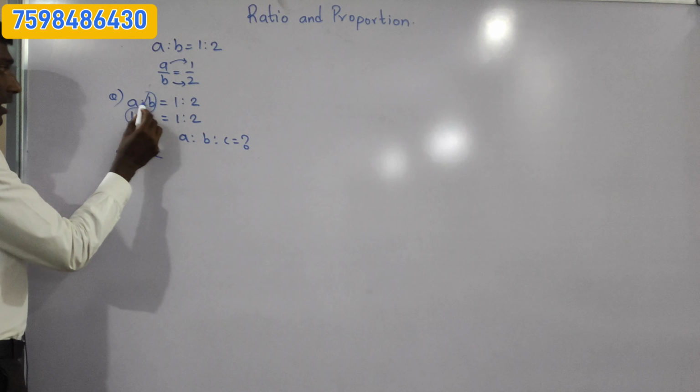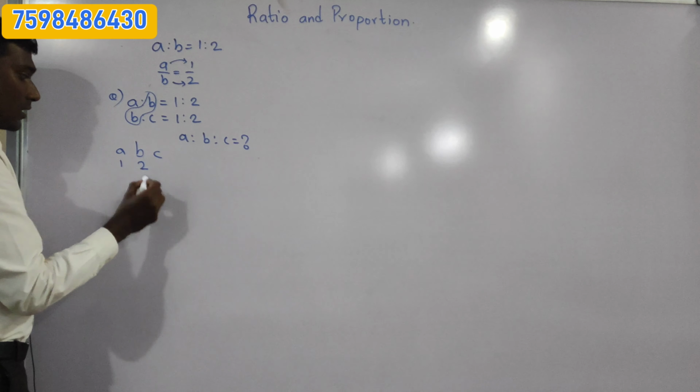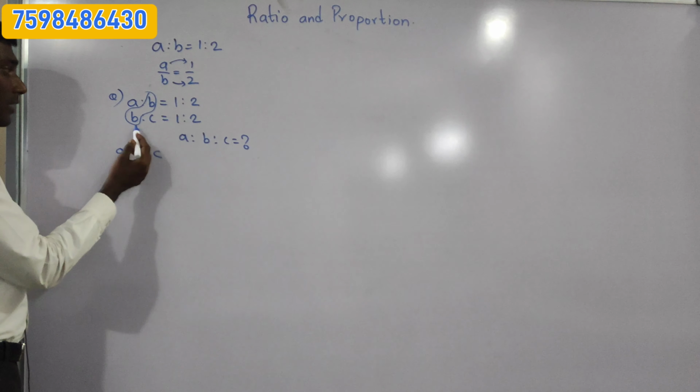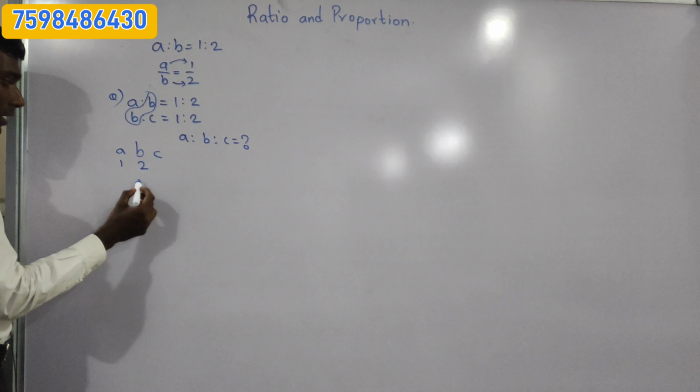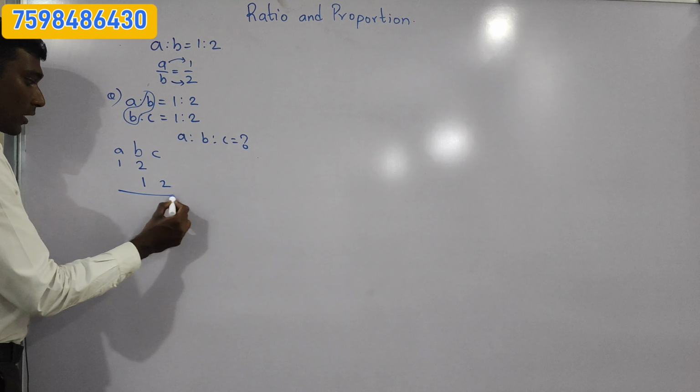A is to B is 1 is to 2, so I will write 1 here and 2 here under B. And B is to C is 1 is to 2 again, so I will write 1 here and 2 again here.